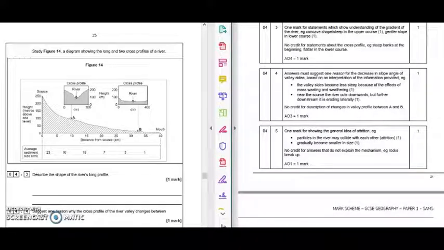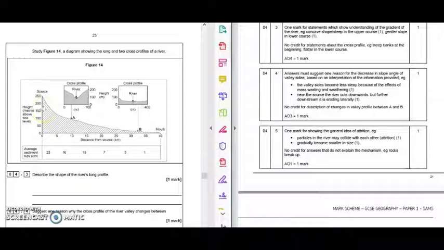4.3, describe the shape of the river's long profile. So on the figure, quite a lot of information here. The long profile is this graph here. So from start, the source, to the end, the mouth. So the long profile basically shows you the distance from, the height in the river channel from when it starts, and this was quite high up, maybe in the mountains, and then it goes towards sea level as it obviously reaches the sea. So all you've got to do is describe the shape of the long profile.